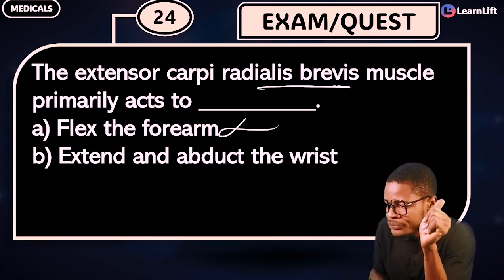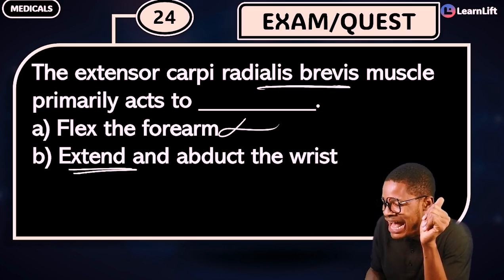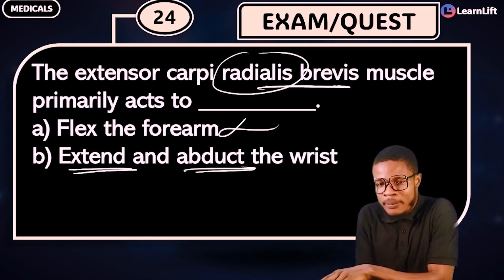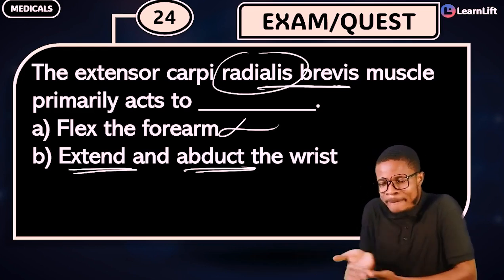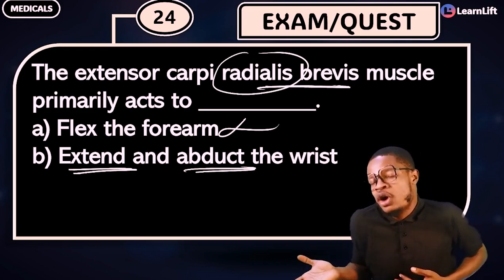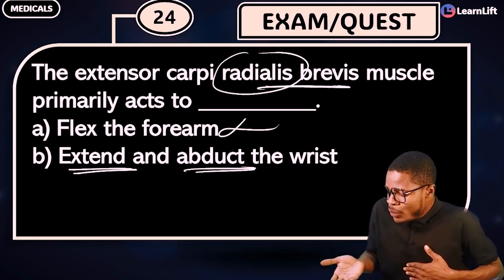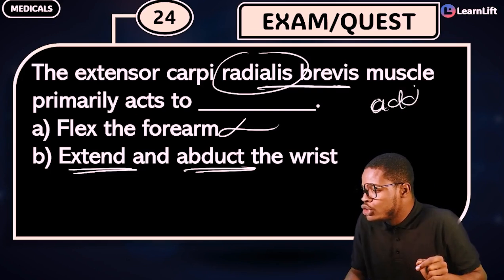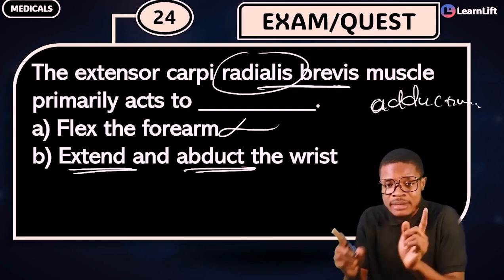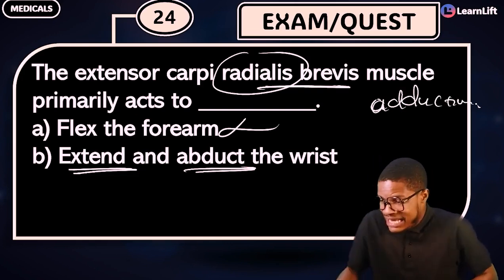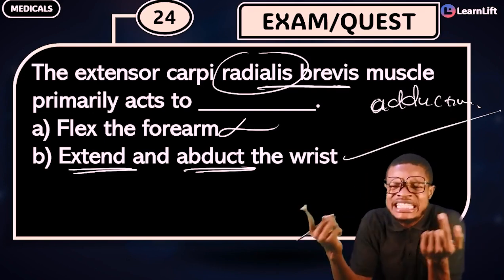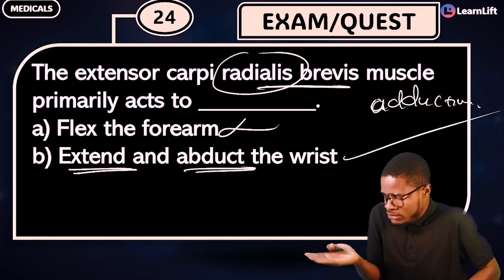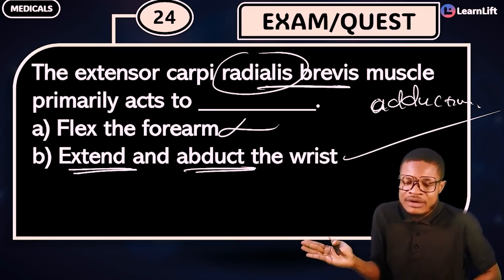Now come. Extend and adduct. Radialis is towards the thumb, away from the midline of the body, that is your abduction, right? Ulnaris, we bring it closer to the midline of the body. That one is your adduction. Does it make sense? So you see that option B automatically is making sense now. Extend and abduct, moving the wrist away from the midline of the body.